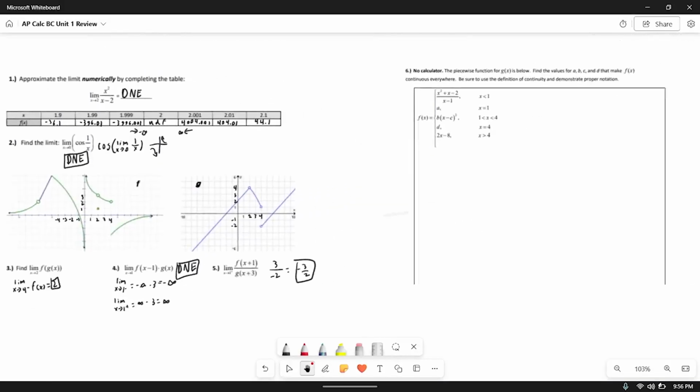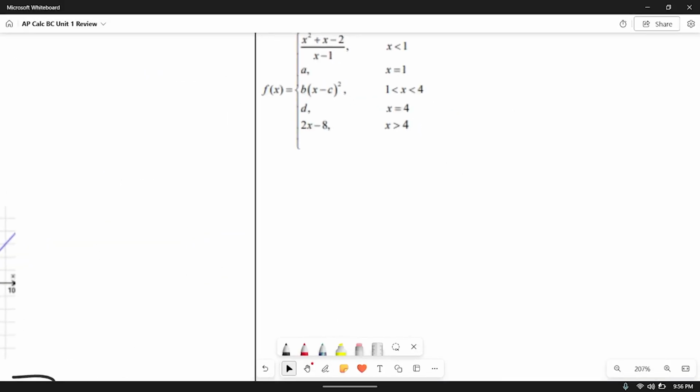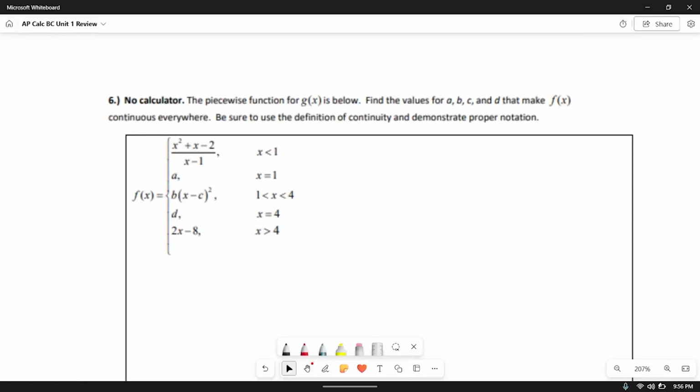Alright, moving on to our last and probably the hardest question of this unit. We have a piecewise function for g of x below. Find the values for a, b, c, and d that make f of x continuous everywhere. We should use the definition of continuity and demonstrate proper notation.